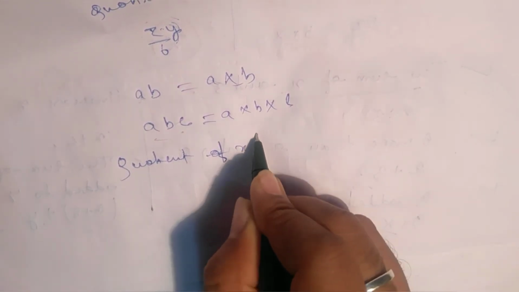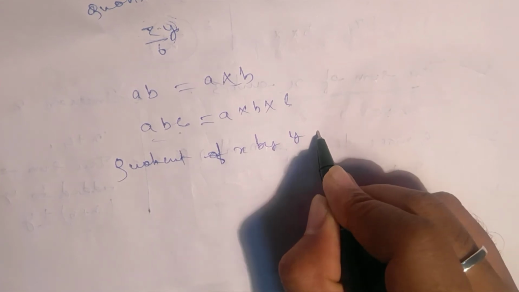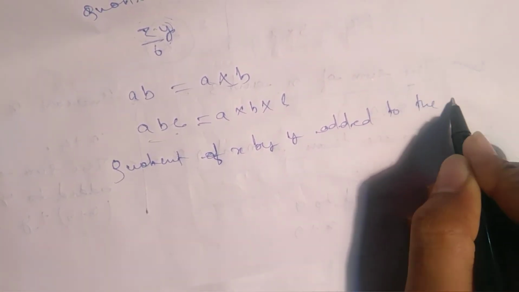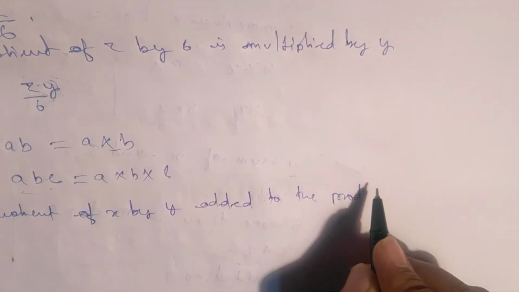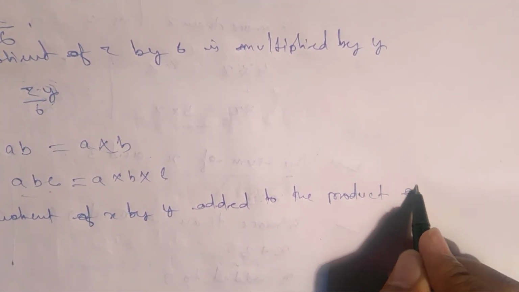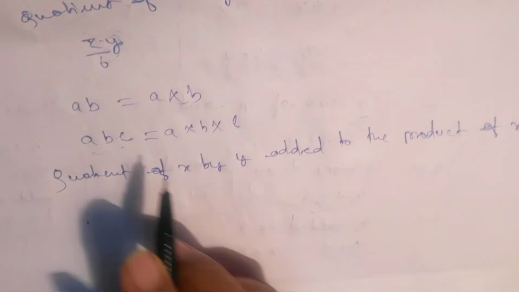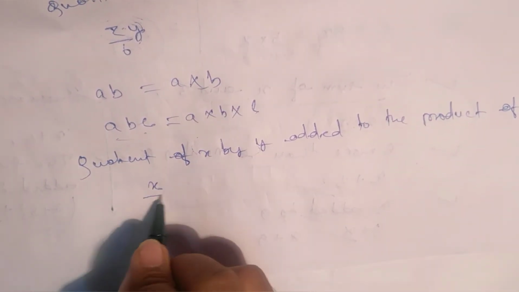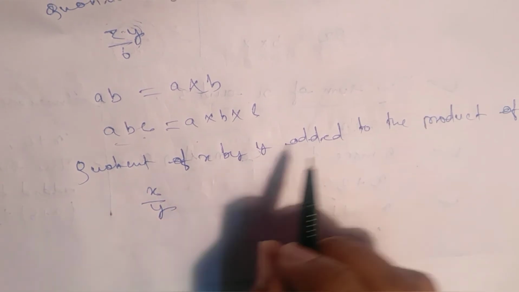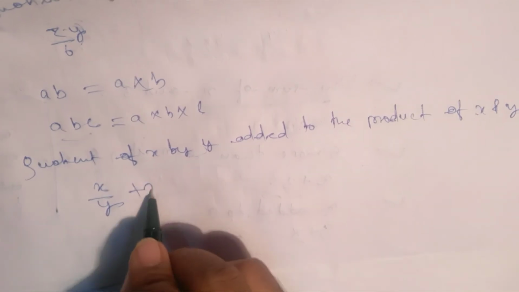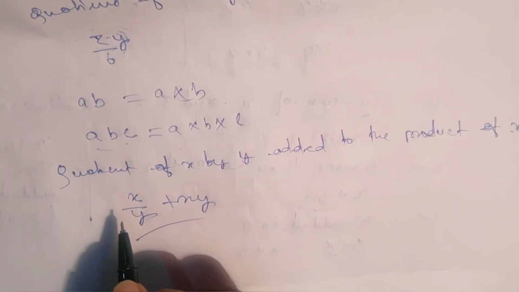Quotient of x by y added to the product of x and y. So quotient of x and y means x by y, and this you need to add to what? Product of x y. So your answer is this.